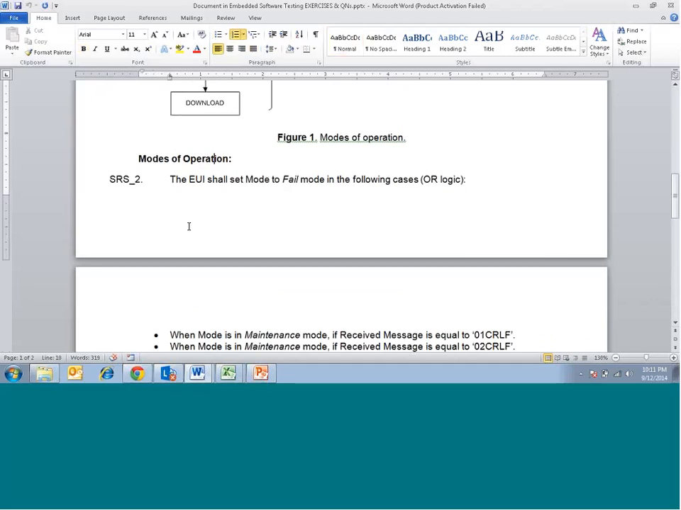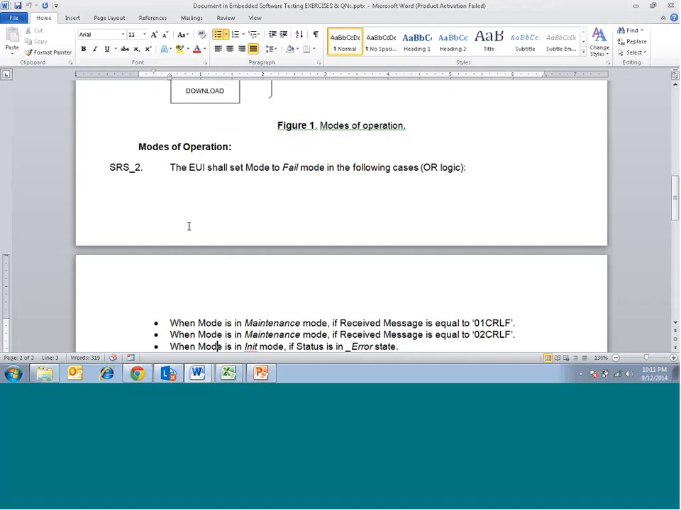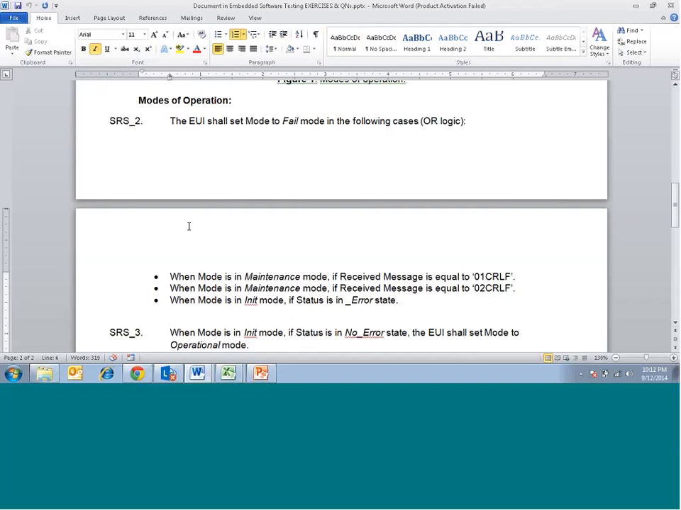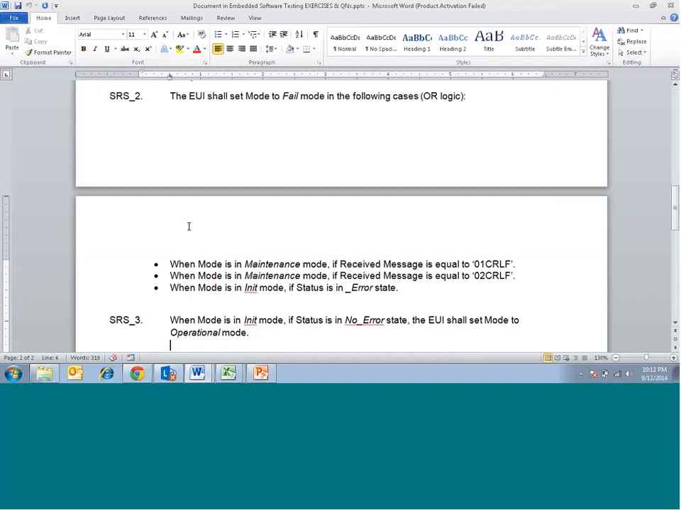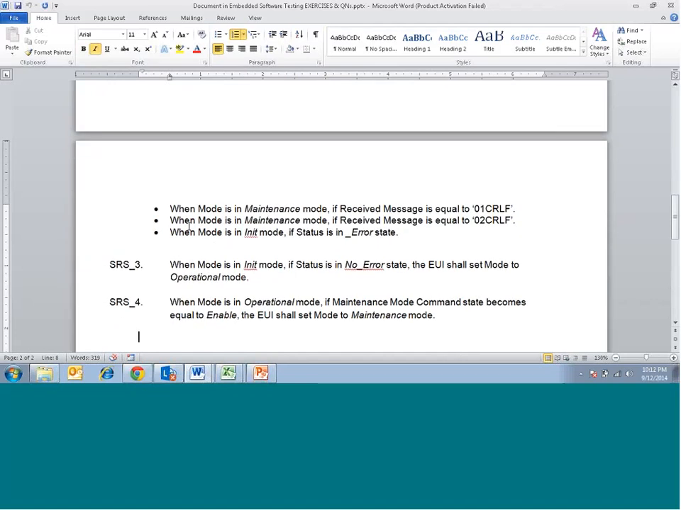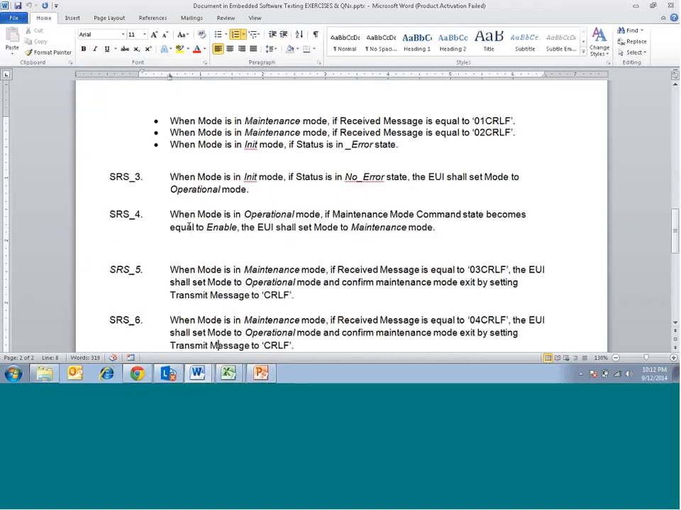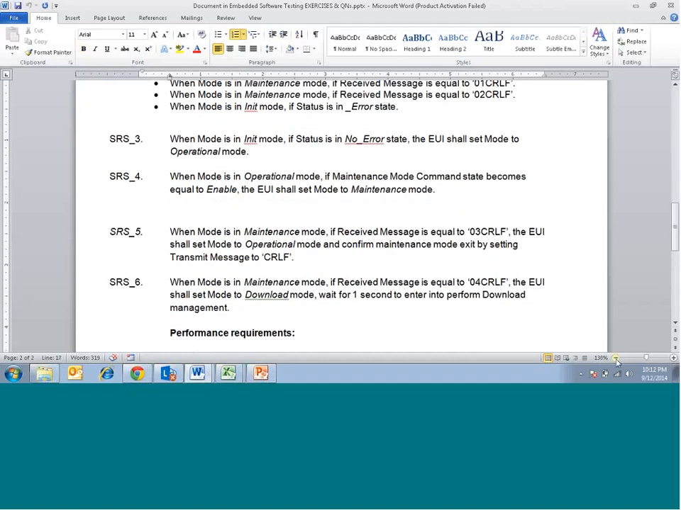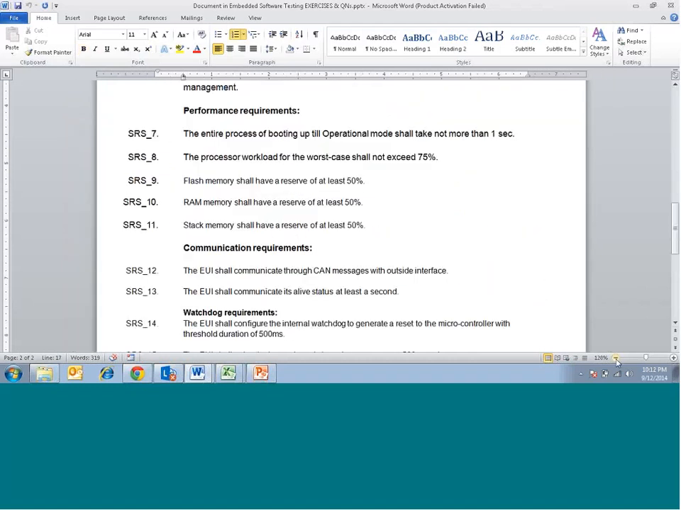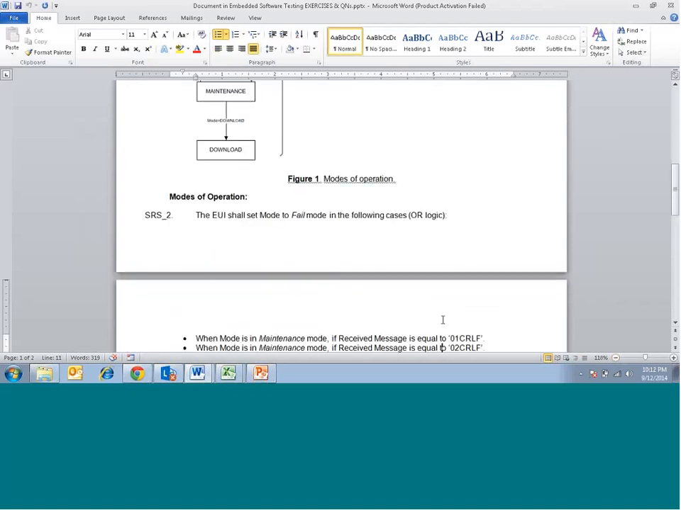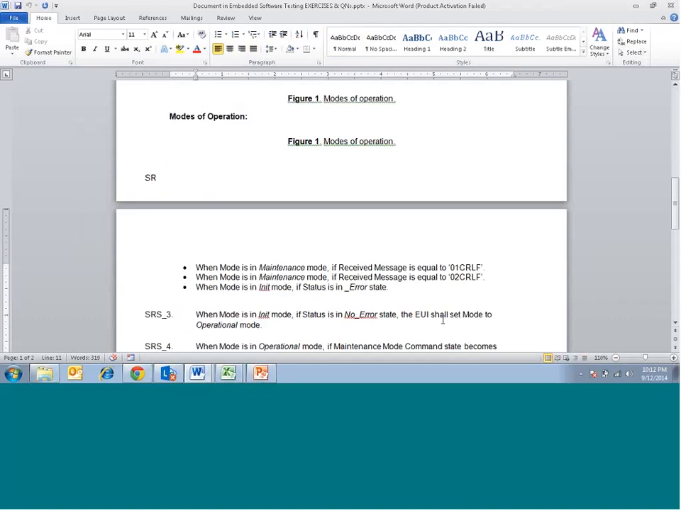Typically from SRS2 onwards we have the different modes of operation requirements. I think we had gone through this: SRS2 regarding modes of operation, SRS3 as well with the init mode, SRS4 about operational mode, SRS5 about the maintenance mode, and SRS6 again maintenance mode. So likewise we have different modes of operation, SRS2 to SRS6.